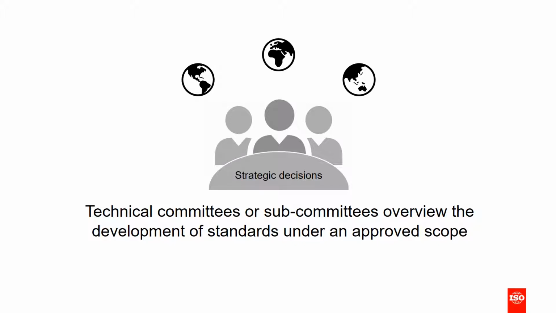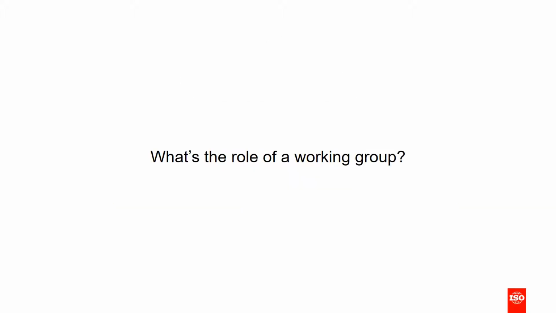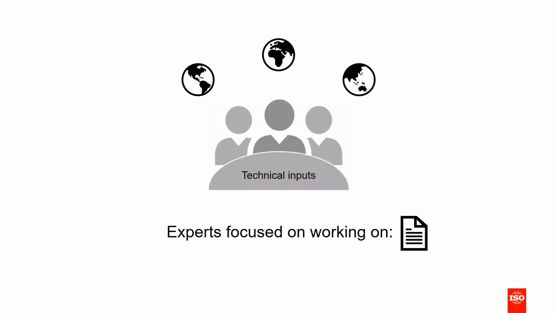So what's the role of a working group? Well, as I said, working groups are composed of experts, and the convener drives the consensus process amongst these experts, and these experts are really focused on the technical document. So they're focused on each clause inside a standard document.